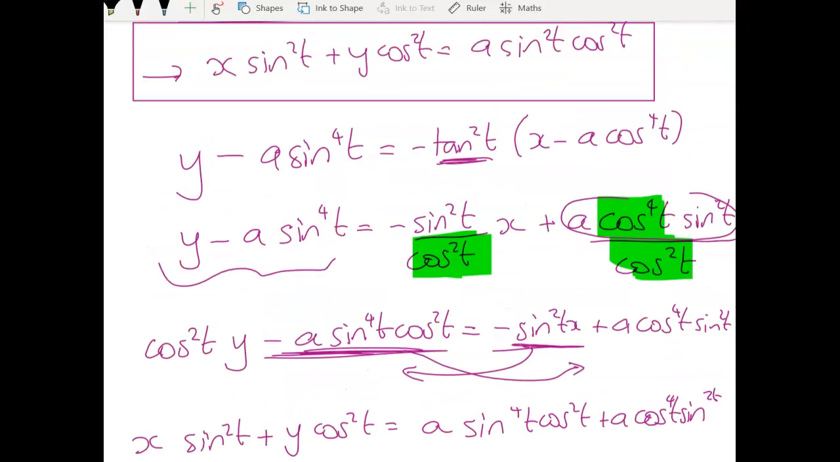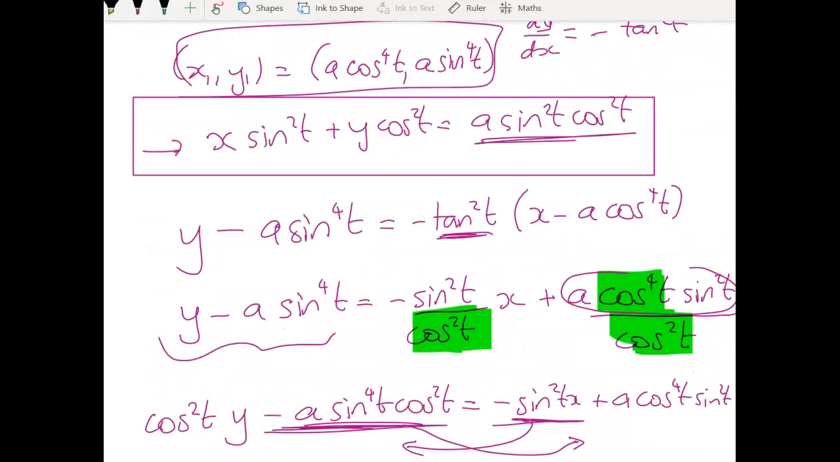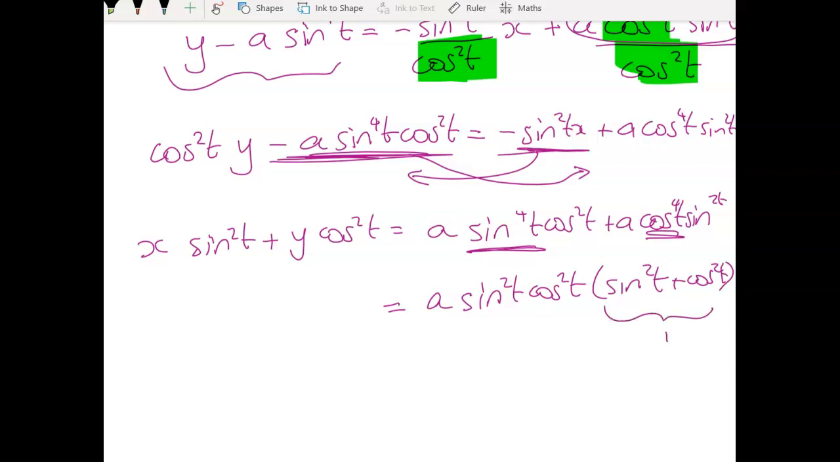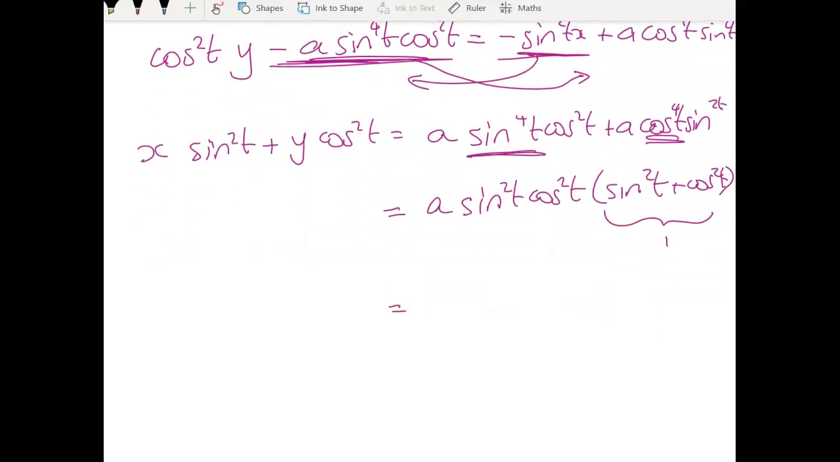Now this is not quite in the form that we want. You can see that we want to end up with this, but we've got both of those bits on the right-hand side. So let's take out some common factors here. We've got a sine squared t cos squared t, and look at that. Here we've got a sine squared t, and here we've got an extra cos squared t, and we know that that equals 1. So we're done.